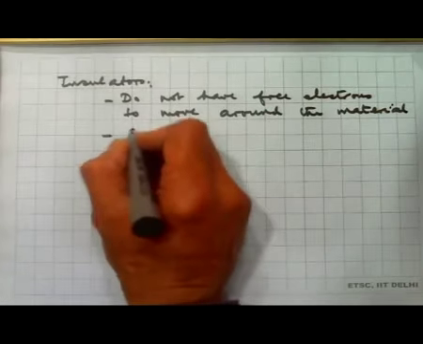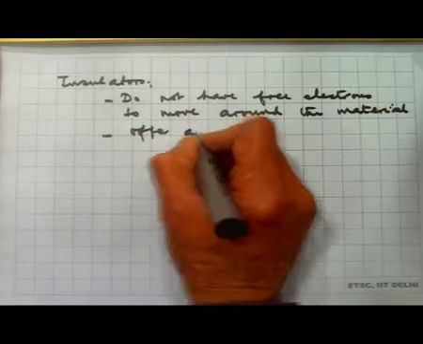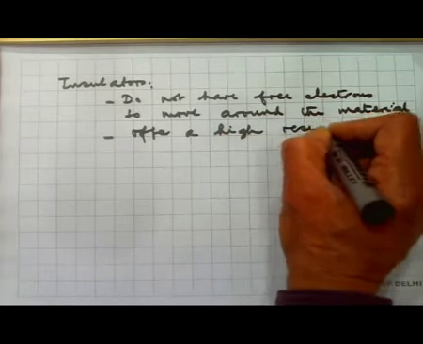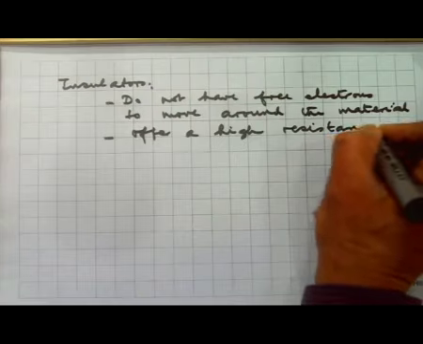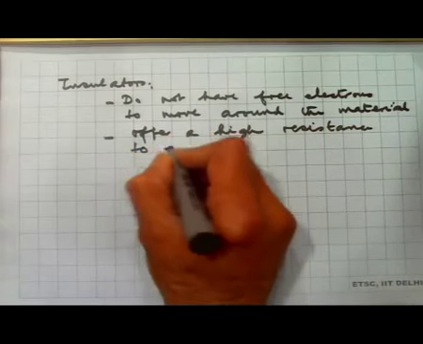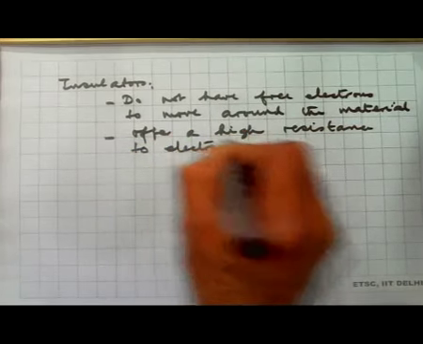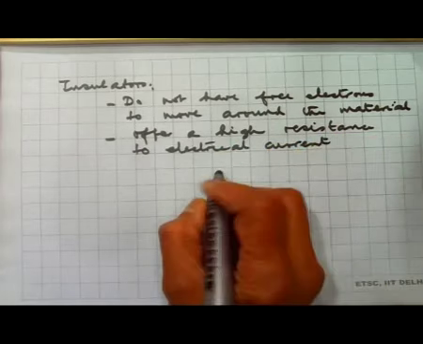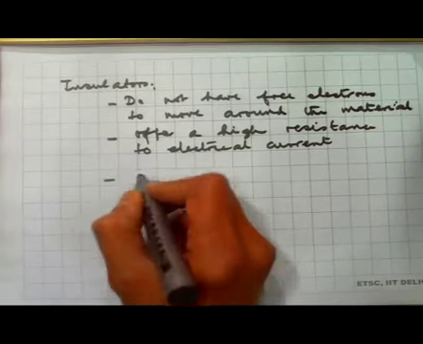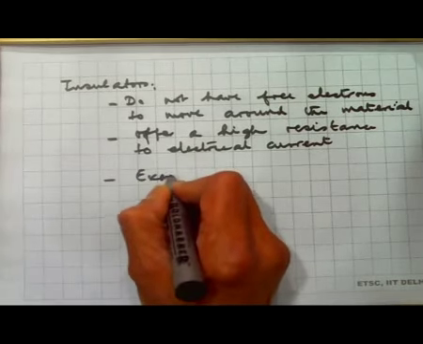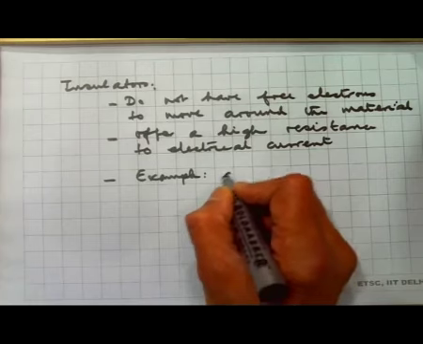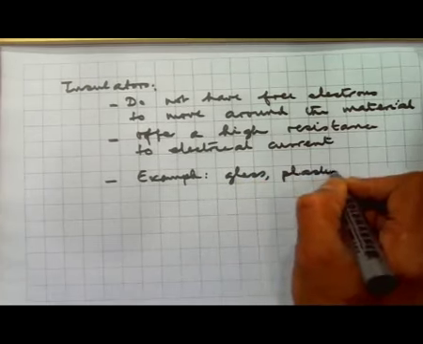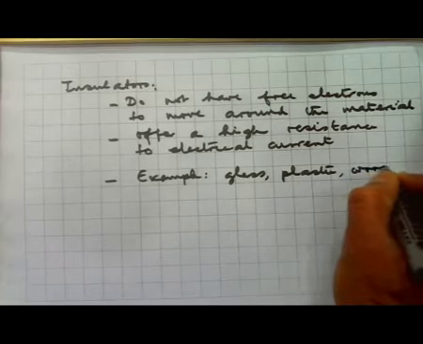So, they offer a high resistance to electrical currents. Example: glass, plastic, wood, etc.